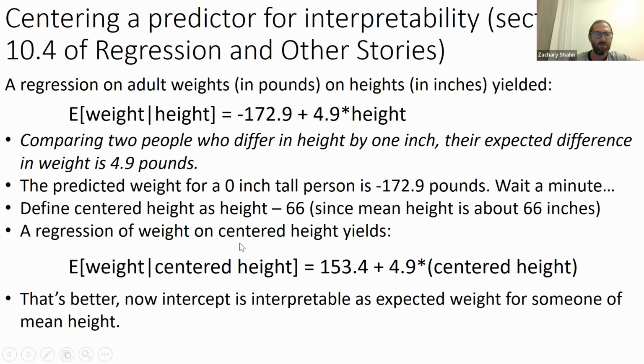So then if you do a regression of weight on centered height, that yields that the expected value of weight given observed centered height is equal to 153.4 plus 4.9 times centered height. So the slope stays the same. You know, the comparison between two people who differ in height by 1 inch still has the same expected difference, as it should. But now the intercept has the interpretation of the expected weight if your centered height is 0, which means you're exactly the average height. So often, for the sake of interpretability of regression coefficients, you might want to center the predictor variable before fitting the regression.